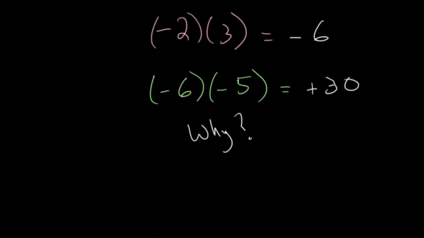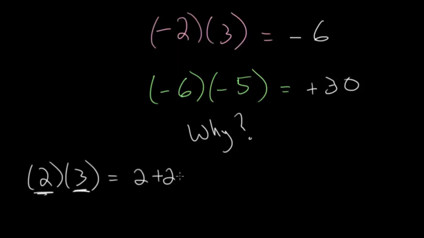So let's make some space. Let's say we have just 2 times 3. What does it mean to multiply 2 times 3? Remember that multiplication is just repeated addition. So 2 times 3 is like taking the number 2 and adding it 3 times, so 2 plus 2 plus 2, or taking the number 3 and adding it 2 times, 3 plus 3, which in both cases gives you 6.